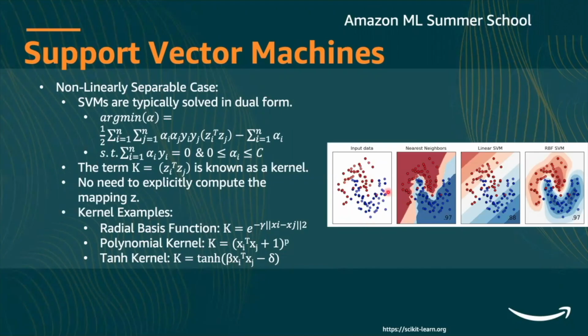Consider this two moons data set. This is not a linearly separable data set, as you can see. If you use nearest neighbor with some neighborhood value of k, you would get this kind of a classifier, and you get close to 97% accuracy. If you choose a linear SVM, you only get 88% accuracy. However, if you choose an RBF SVM, that means you're using this function, that means you're mapping it to some higher dimension using this function. You get this kind of classifier and you get 97% accuracy.